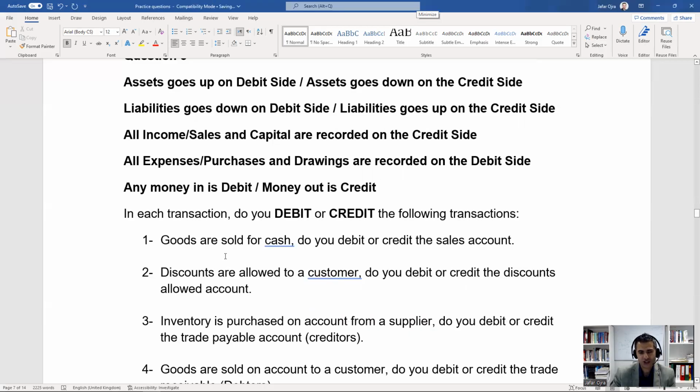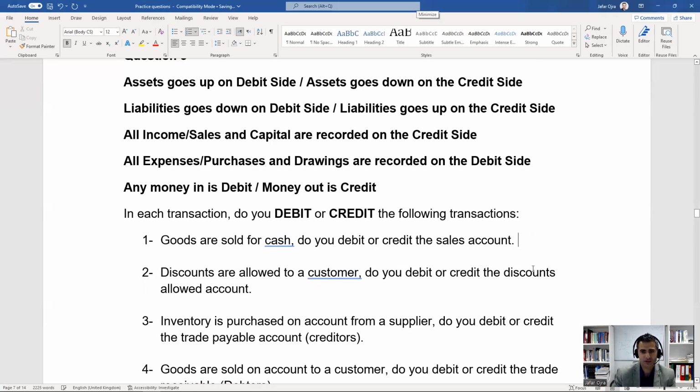Goods are sold for cash. So the company sold goods or products, inventory for cash. Do you debit or credit the sales account? Look here. If you go back to rule number 3, you can see the sales. You credit the sales. CR stands for credit. So you credit the sales. What is the debit then? The debit will be cash, isn't it? The debit will be cash.